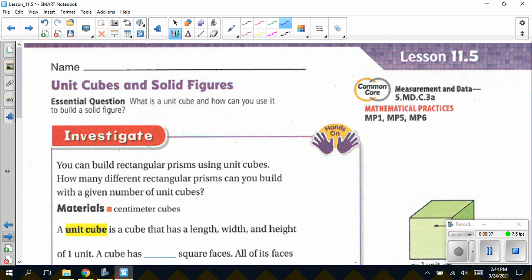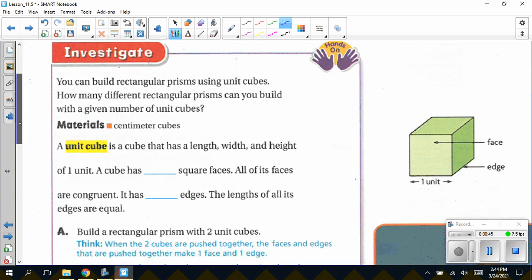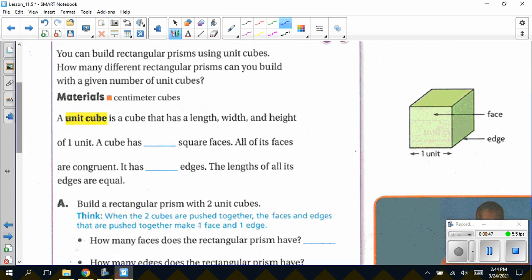Our essential question is asking what is a unit cube and how can you use it to build a solid figure. So under our investigation, we are going to learn what a unit cube is and how to identify our volume. So you can build a rectangular prism using unit cubes. How many different rectangular prisms can you build with a given number of unit cubes? So we are going to find that answer out in our investigation.